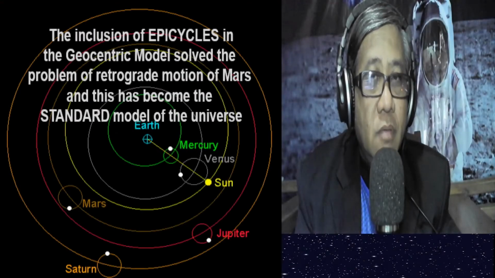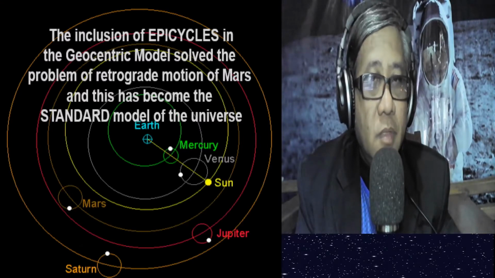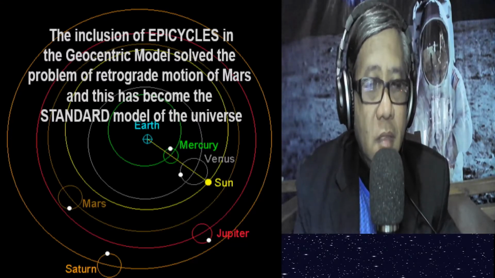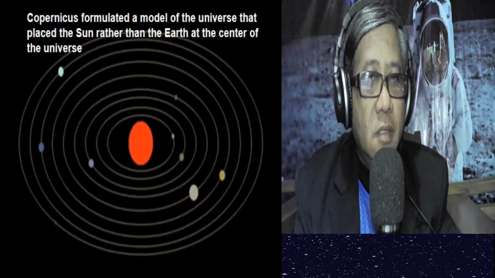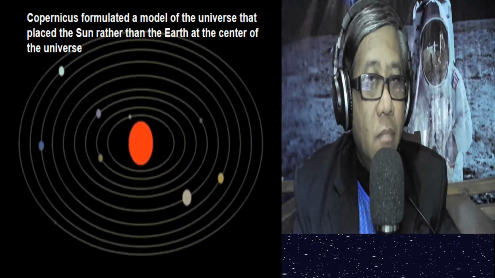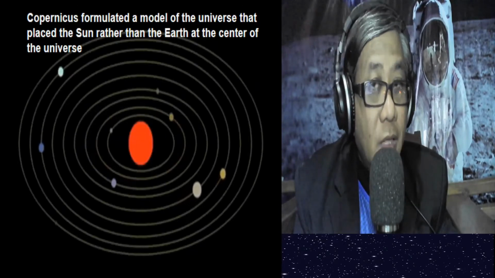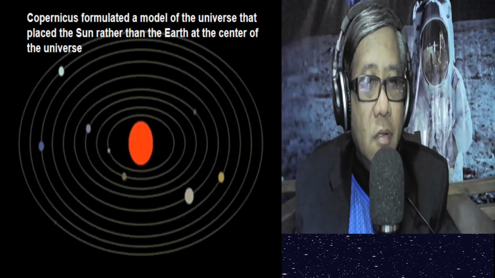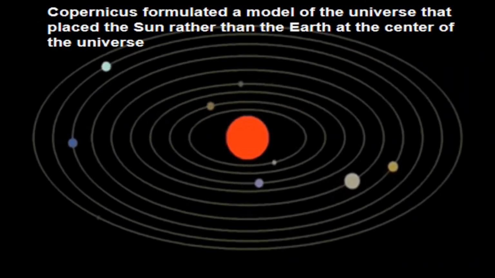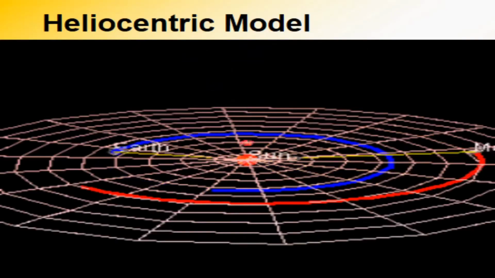Now, this geocentric model of Ptolemy was accepted for several centuries until an astronomer by the name of Nicholas Copernicus came up with another model of the solar system of the universe by placing the sun at the center. Copernicus formulated a model of the universe that placed the sun at the center of the universe rather than the earth at the center. Okay, so we know this now as the heliocentric model of the universe.